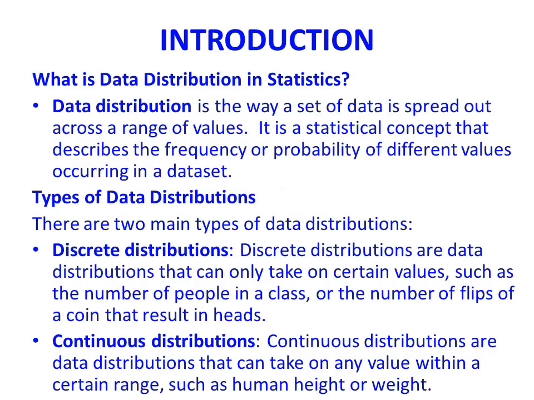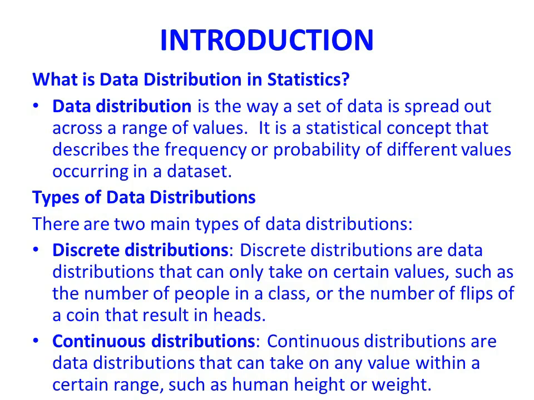What is data distribution in statistics? Data distribution is the way a set of data is spread out across a range of values. It is a statistical concept that describes the frequency or probability of different values occurring in a dataset. What are the types of data distributions? There are 2 main types of data distributions: discrete distributions and continuous distributions.